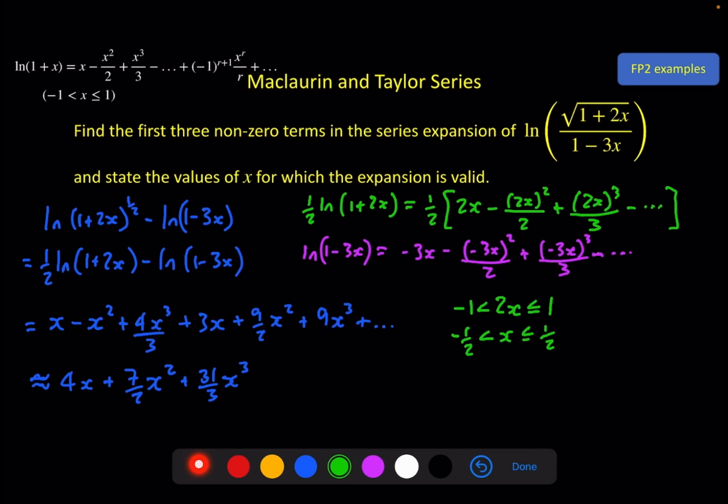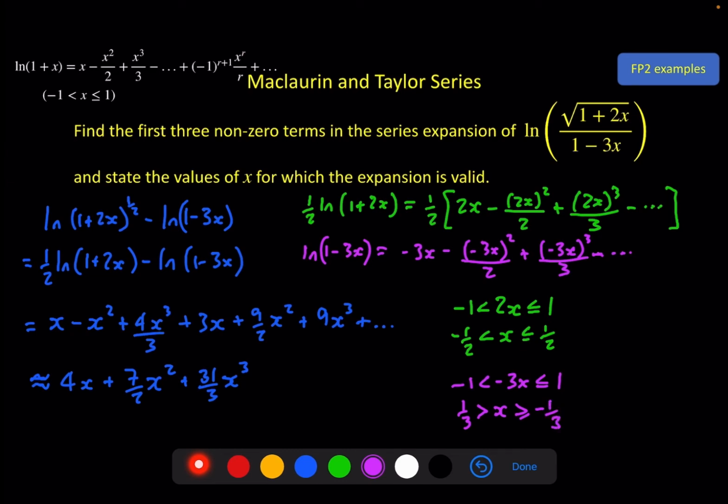But there's another restriction, and that's the purple one, because here I used minus 3x instead of x. So for the purple one, we had minus 1 less than minus 3x less than 1, and if I divide by minus 3, don't forget to flip your symbols the other way. So you get 1 over 3 is bigger than x, bigger than or equal to minus 1 over 3.